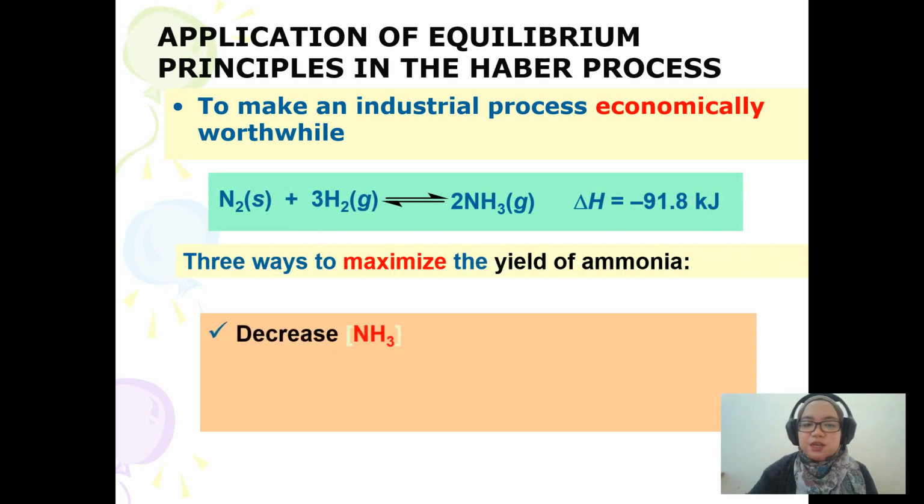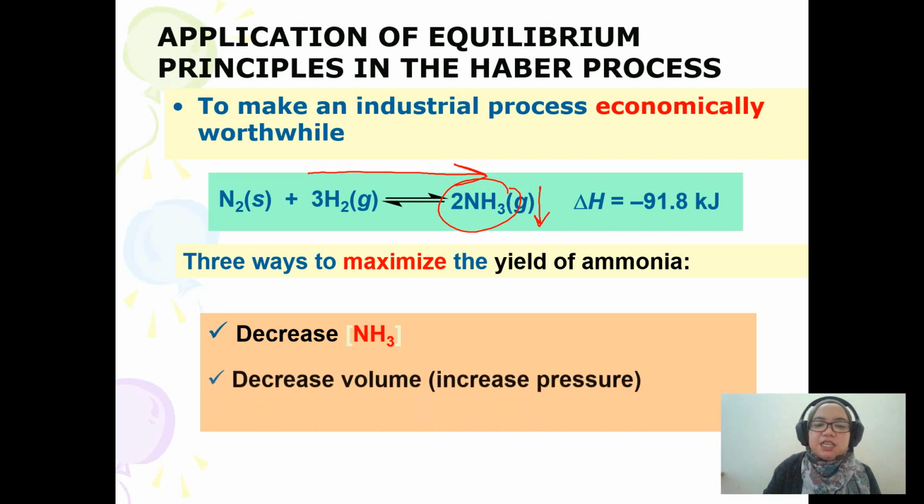Okay. First one, kita decrease NH3. So, kalau kita decrease NH3, sistem akan cari jalan untuk shift the equilibrium position to the right in order to increase the formation of NH3.